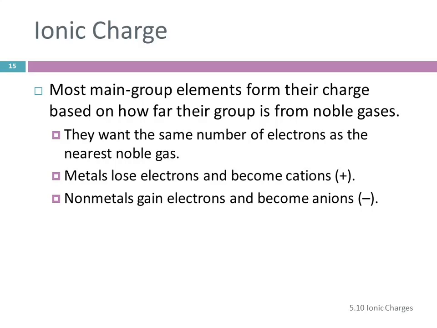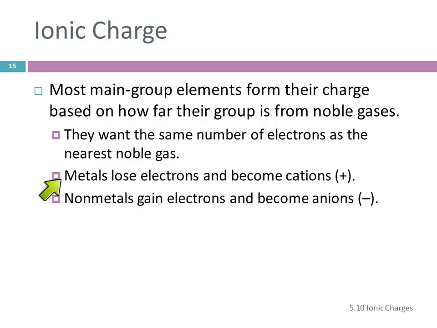That's what these elements are doing. They're trying to look like the noble gases. They can't become a noble gas. You can't change who you are, but you can change what you look like, and you can change your clothing. And I think of the electrons, because they're on the outside of the atom, as being a little bit like the clothing of the atom. They can change that, so they can change the number of electrons.